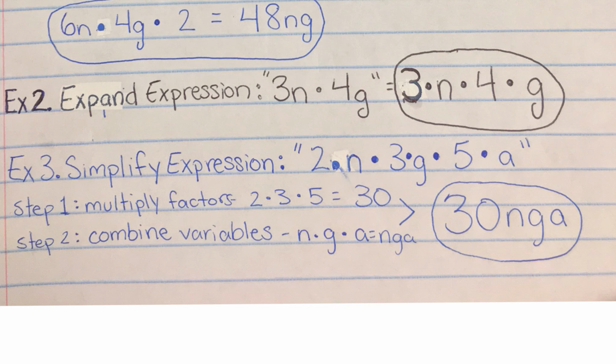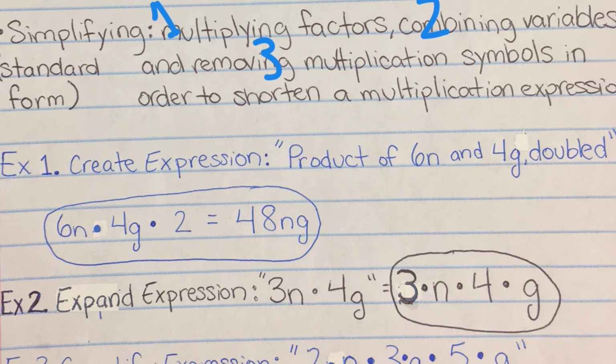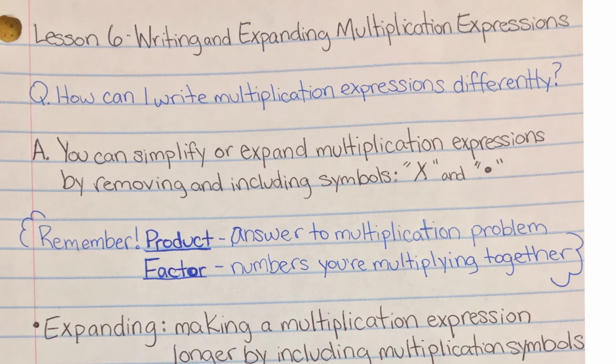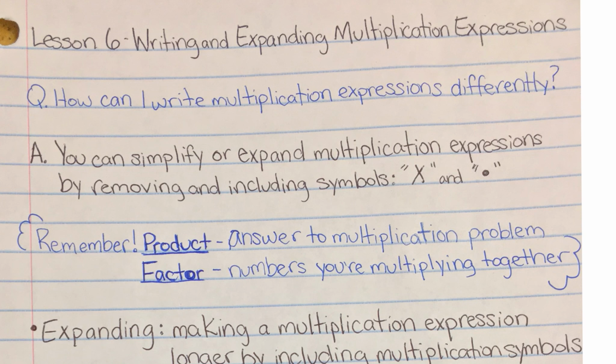So I know that was a long one. Hopefully we were tracking there and we can follow these steps when posed with these types of problems. And at this point, I hope that we at least know how to start to answer this question. How can I write multiplication expressions differently?